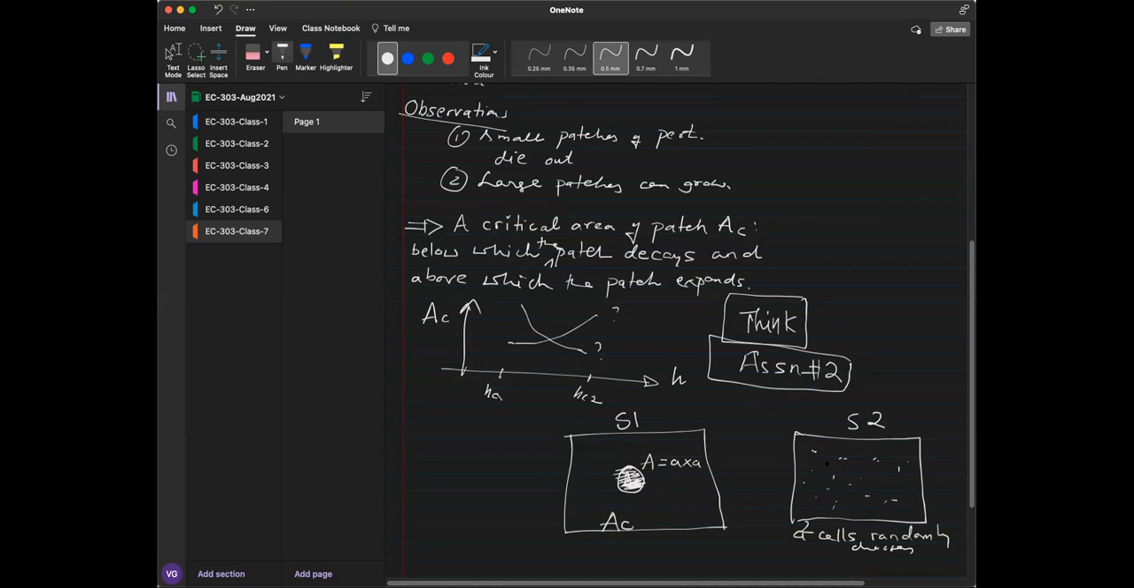It's of course possible that when A squared is sufficiently large, the randomly placed cells can also form a cluster. And there might be another cluster here. Before each independent cluster decays, they may actually fuse and make a cluster bigger than AC, and then they may grow. Yeah, that's what I observed.